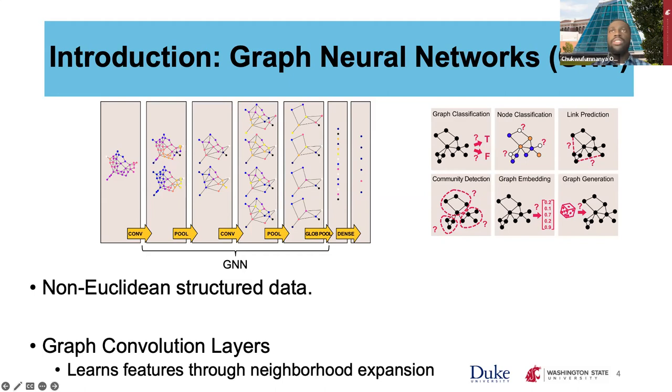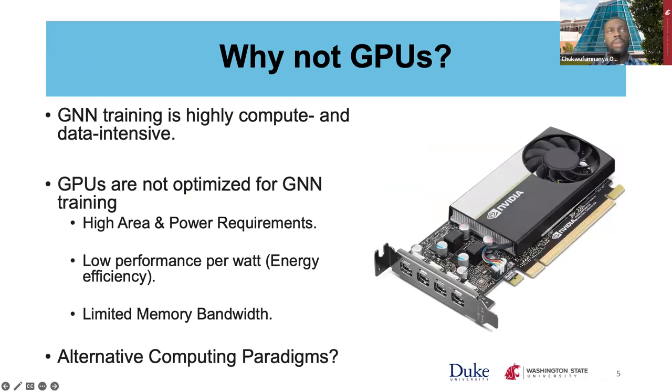So one common question is, why don't we use GPUs to achieve this? GPUs have some significant challenges. GNNs are very compute and data-movement intensive, and GPUs are not well optimized to solve some of these challenges because of their high area and power requirements, as well as their very low energy efficiency and limited memory bandwidth. So are there alternative computing paradigms we can explore, which we talk about on this slide?